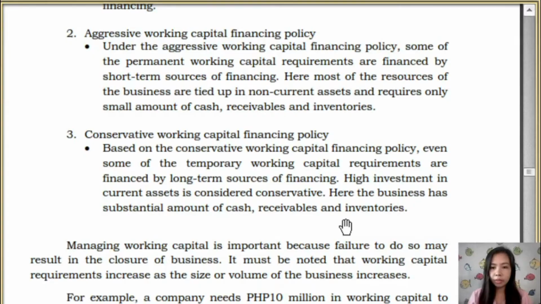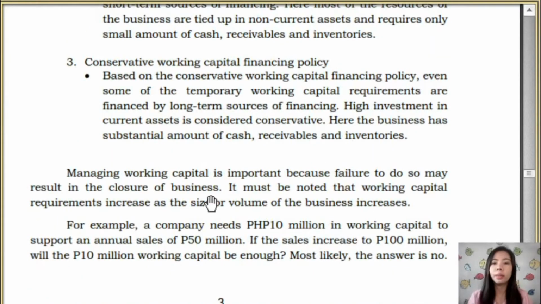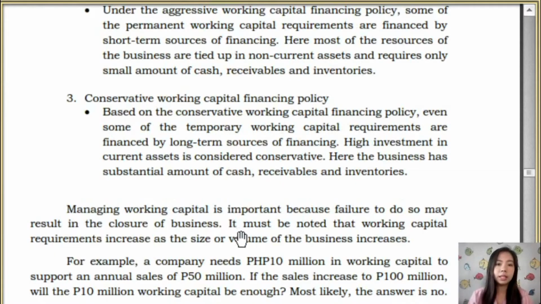Okay, so I think we have an example here. Okay, ano to? So, managing working capital is important because failure to do so may result in the closure of business. Because if hindi mo magawa yung mga financing policies na dapat para sa negosyo mo, magre-result talaga siya sa closure or probably yung mga finance mong mga investments or working capital, hindi siya mag-work. Kaya, mas lalo kang mababaon dun sa mga nautangan. Yun yung isa sa kailangang gawin sa managing working capital.